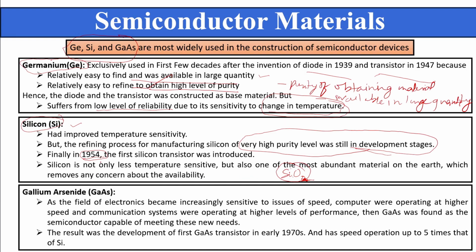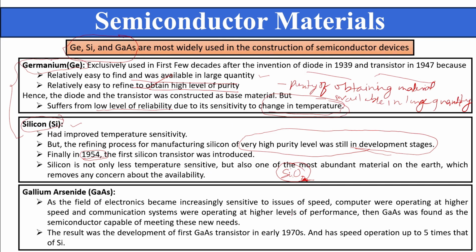So at that moment this was the single crystal semiconductor material, but these materials were not much faster, and day by day speed was a major concern of electronic devices. People started thinking about alternate semiconductor materials that provide better speed than germanium and silicon. As the field of electronics became increasingly sensitive to speed, computers were operating at higher speed and communication systems at a high level of performance.